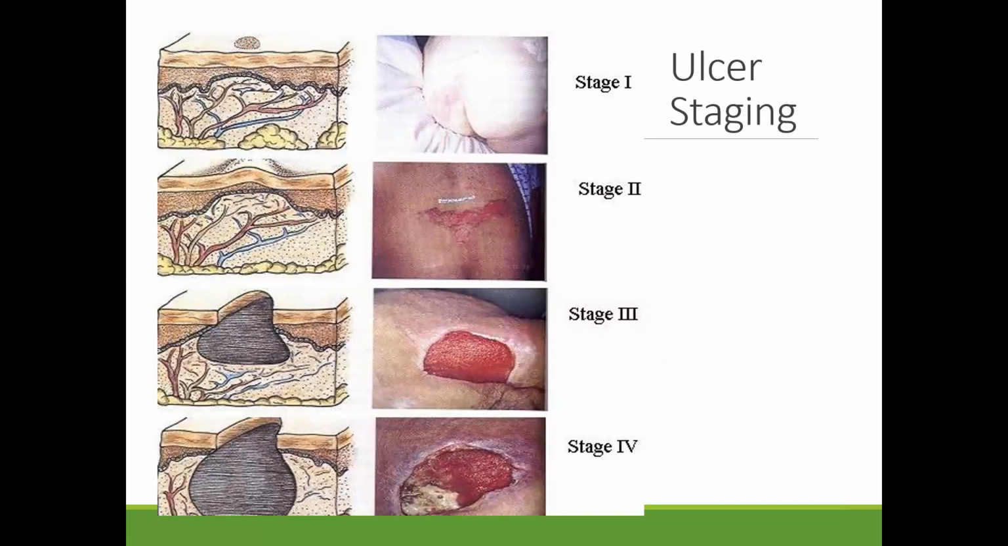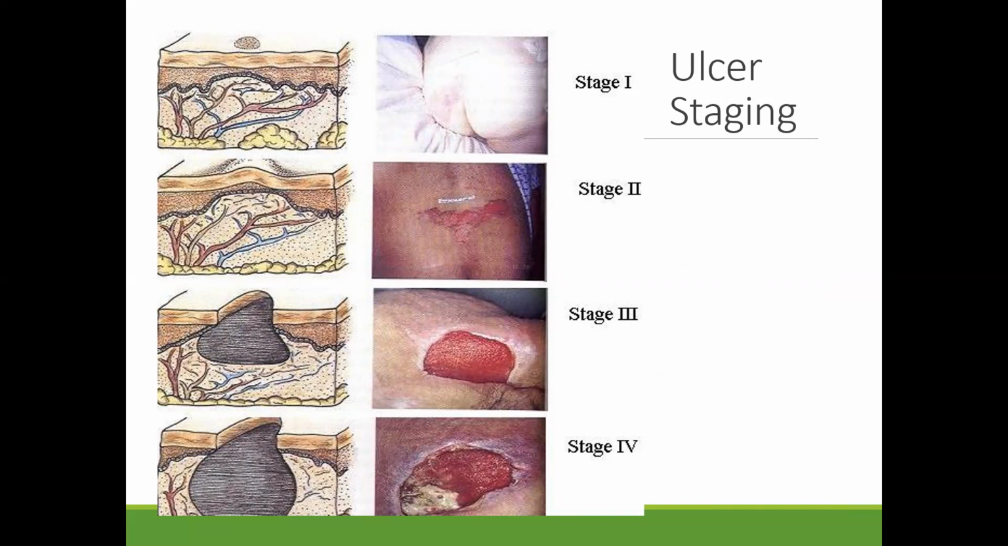Staging of ulcers. Pressure ulcers are different than wounds. Pressure ulcers are different than surgical wounds. Pressure ulcers happen because of pressure. They usually happen at bony prominences. Stage 1, there's no break in the skin. It is red. It used to be blanchable versus non-blanchable. It's just red, but it'll go away once you remove the pressure. This is why it's important we turn and reposition our clients frequently.